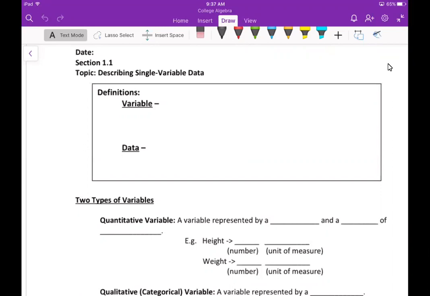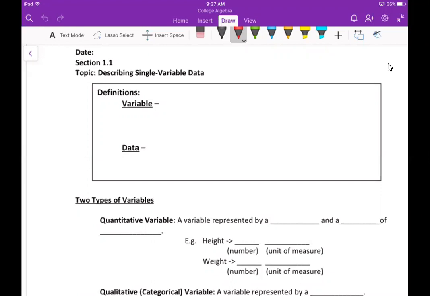Section 1.1 is all about describing single variable data. So we're going to be looking at all types of data, single variable, and in the next section, two variable data, here starting out in chapter 1. So let's talk first, just a quick review of what a variable is and what data is exactly.